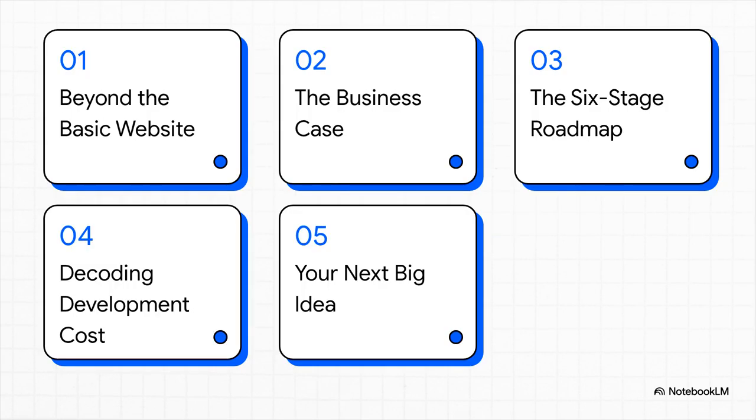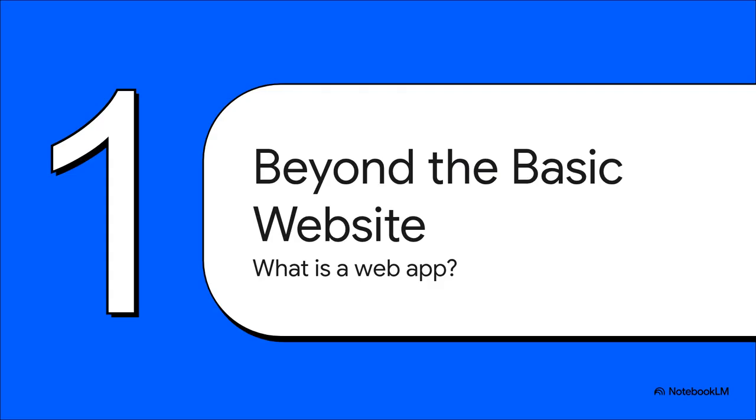So here's our game plan for today. We're going to start by figuring out what a web app even is, then look at the business case for building one. After that, we'll walk through the 6-stage development roadmap, we'll decode what drives the cost, and then we'll wrap up by thinking about your next big idea. Okay, let's dive right in.